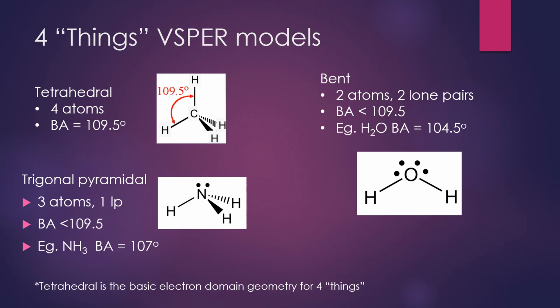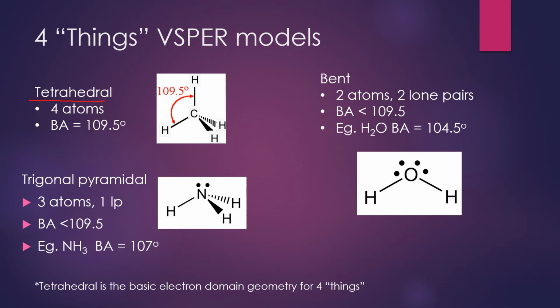Now let's look at 4 things. So the 4 things category, notice there's several different shapes it could be. So you really need to pay attention to how many of those things are atoms and how many of those things are lone pairs. So let's look at the first geometry. The first geometry is called tetrahedral.